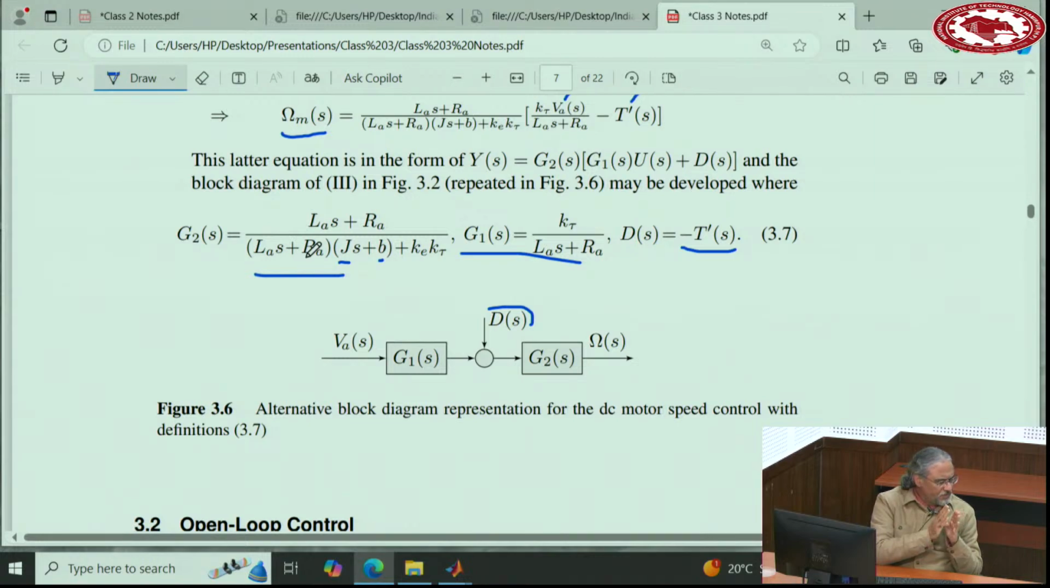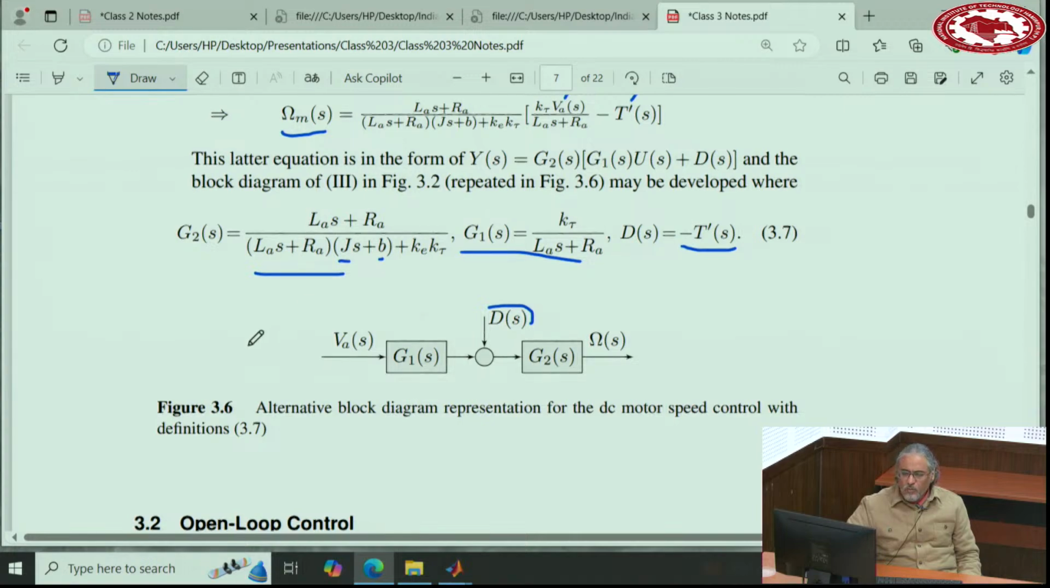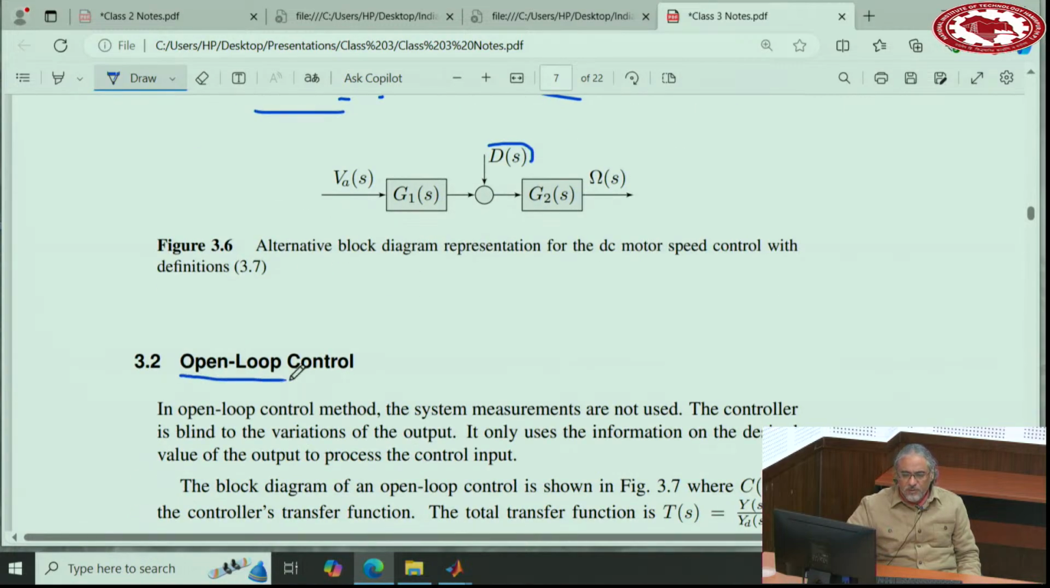What does it mean without feedback? Without feedback means you want this speed to be this amount, and then you know the mathematical model of the system with relatively good accuracy, may not be 100% accurate. You know, based on some calculations, that if I apply this amount of voltage here, I will get that speed. So you apply that voltage. That's it. So that's called open loop control, without using any sensor or without using any feedback.